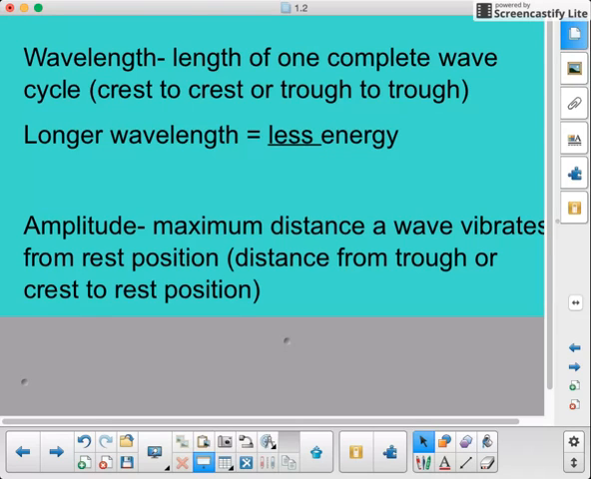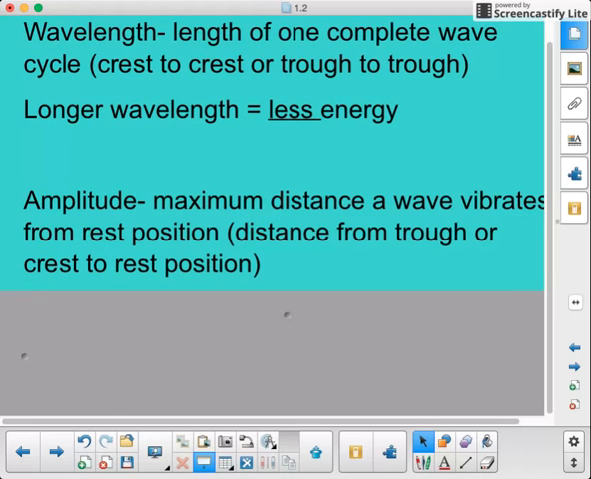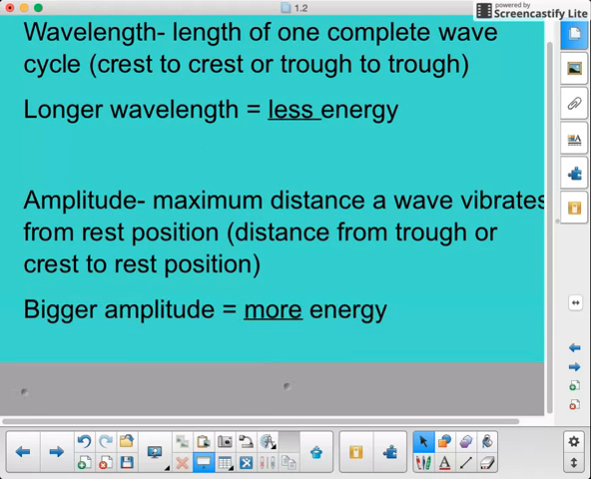So you measure amplitude from either the bottom of the trough or the top of the crest to the rest position. And whether you measure from crest to rest position or trough to rest position, you'll get the same measurement. The bigger the amplitude of the wave, the more energy the wave has. And when we talk about sound, waves that have bigger amplitude are louder. Waves that have smaller amplitude and less energy are softer sounds.